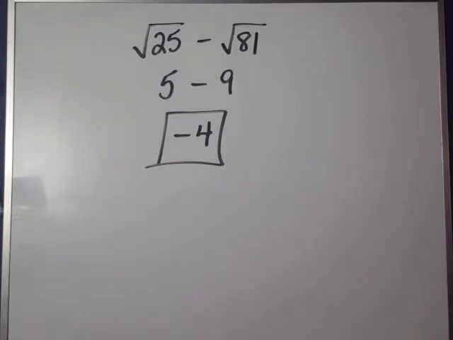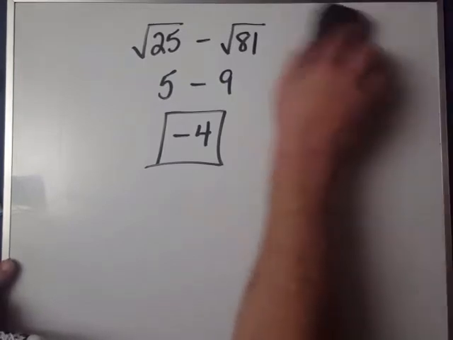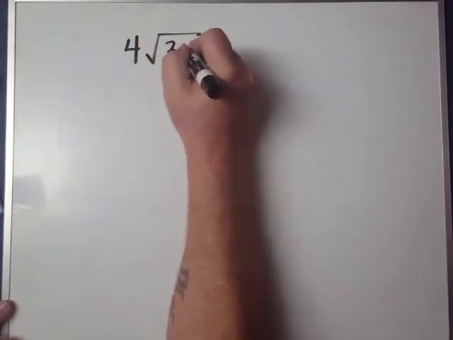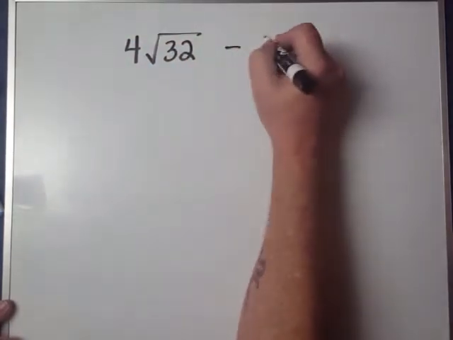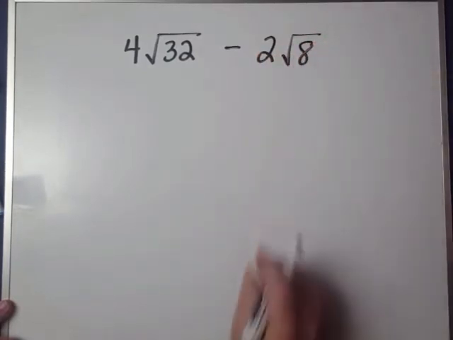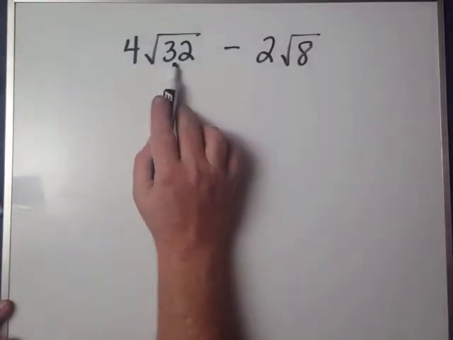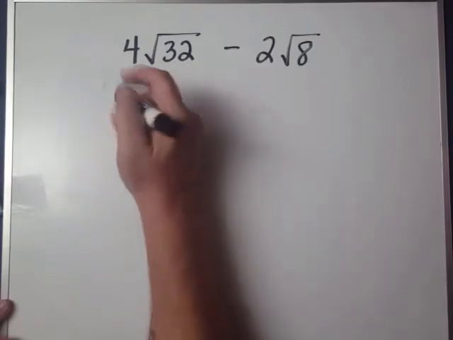Let's take a look at number 8. Four square roots of 32 minus 2 square roots of 8. Now I see those are unlike radical terms, but is this expression simplified? Well, 32 contains a 16, doesn't it? And we're not allowed to have any perfect square factor under a square root.